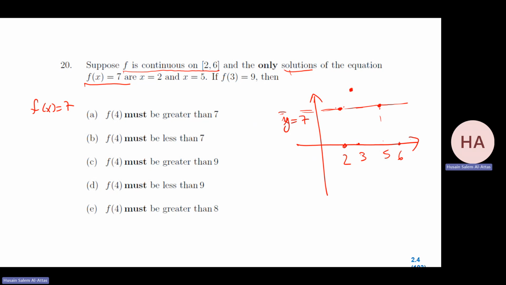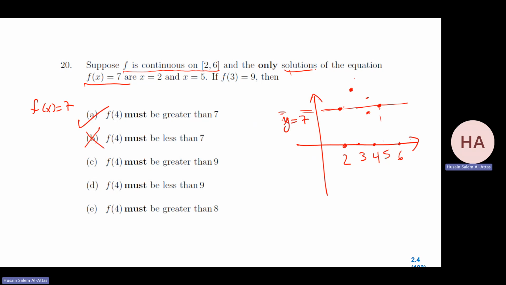So I need to connect this to this, and they cannot cross y equals 7, only across it here. My point now is about f of 4. F of 4 cannot be here. It should be in this area. So f of 4 always must be greater than 7. This is correct. He said f of 4 must be less than 7. No, it's impossible to be less than 7. F of 4 must be greater than 9.